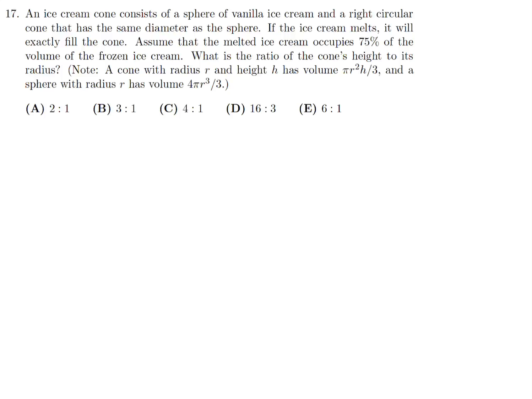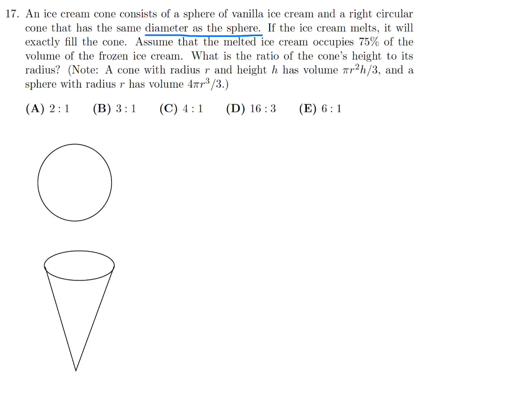So we've got this ice cream here, and we've got this cone. And they start off by giving you a few clues. They tell you that the diameter of that sphere and the diameter of the cone are the same. So d of the sphere is the same as d of the cone, and therefore the radii are the same. So there you go. And what else did they say? I think that's about it.